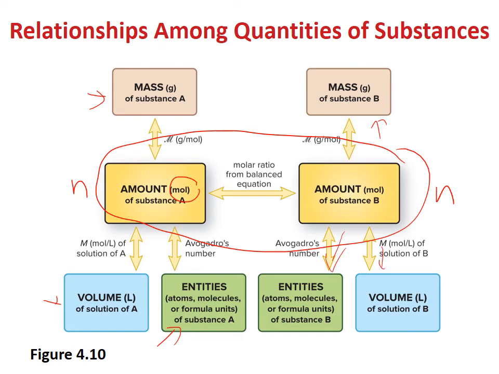Similarly, if you know grams of the product, the first step you need is to also convert to moles of product, and then use the stoichiometry. You calculate the moles of the reactants, and then change to mass or volume or number of entities.